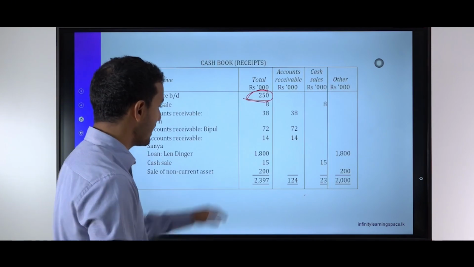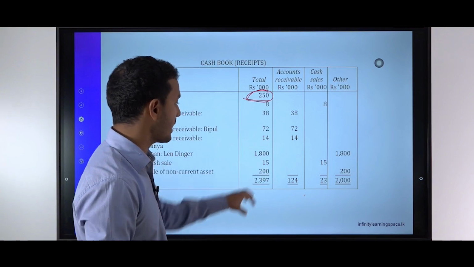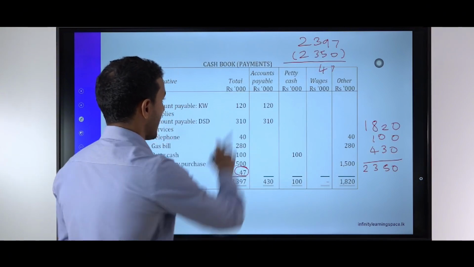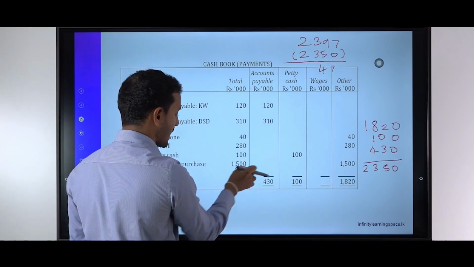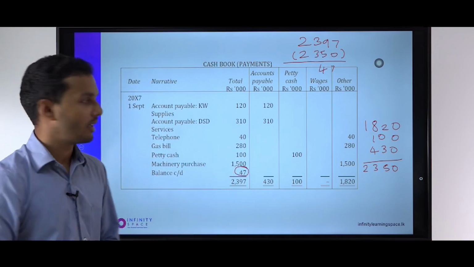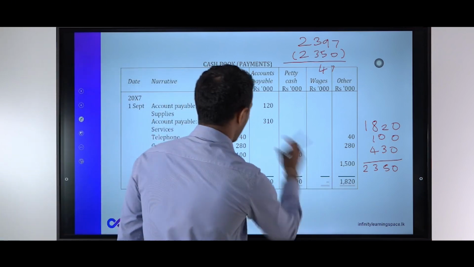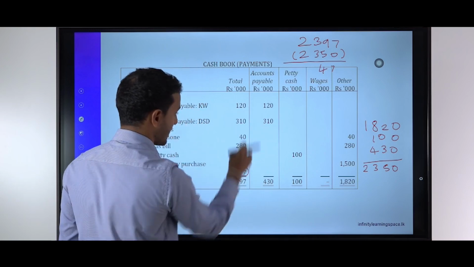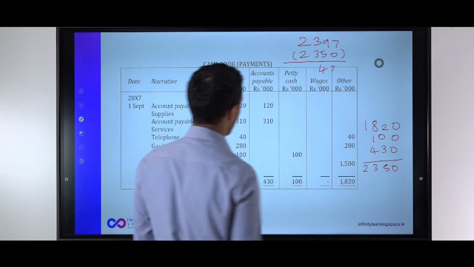So what you have to do is take the receipt column total and put it here and add them together, and if there's a shortage, the balance amount goes as the balance carried down. So when you add these items, just these items, it comes to 2,350.